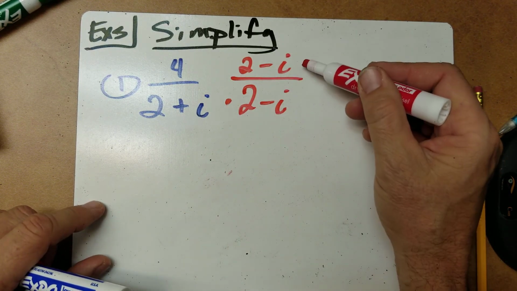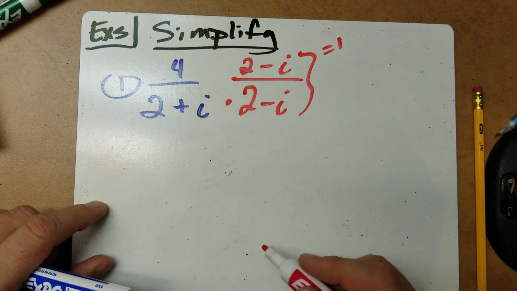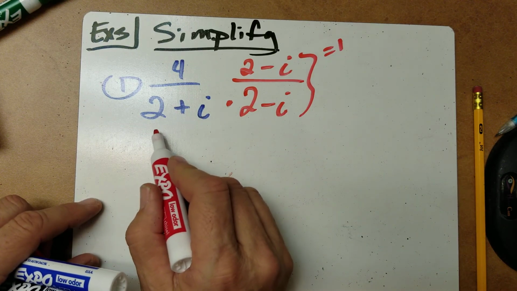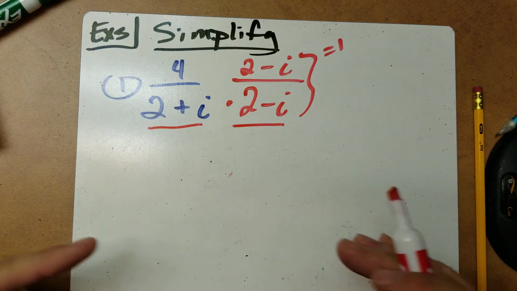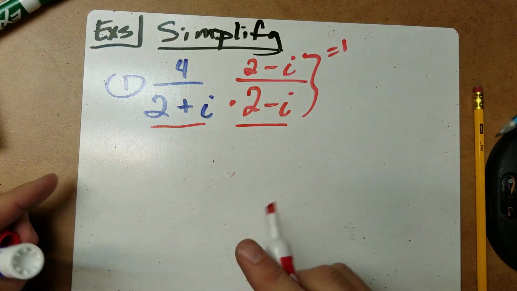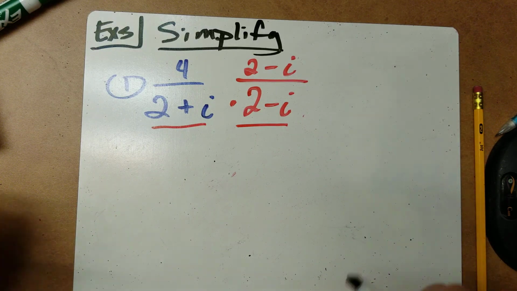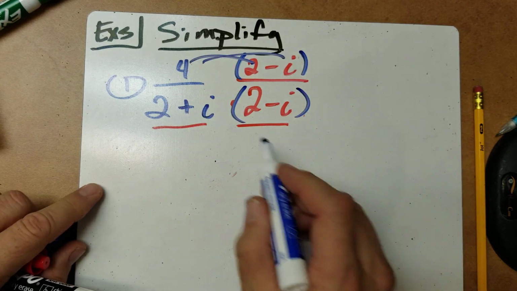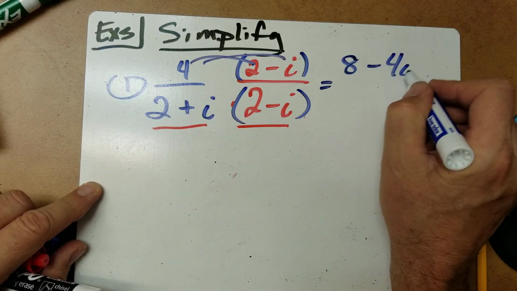Now notice what I've done here. I've multiplied by the same thing over itself, which means this whole thing equals 1. So I'm really multiplying by 1. Also, please notice, doesn't this look kind of like a difference of two squares? Or I should say, the factors of a difference of two squares? That's going to be important because that's how our imaginary number disappears. So watch, let's do this. What am I going to do? Well, on the top, first of all, think about these as being in parentheses so that then I distribute. 4 times 2 is going to be 8, and then 4 times that negative i is negative 4i.